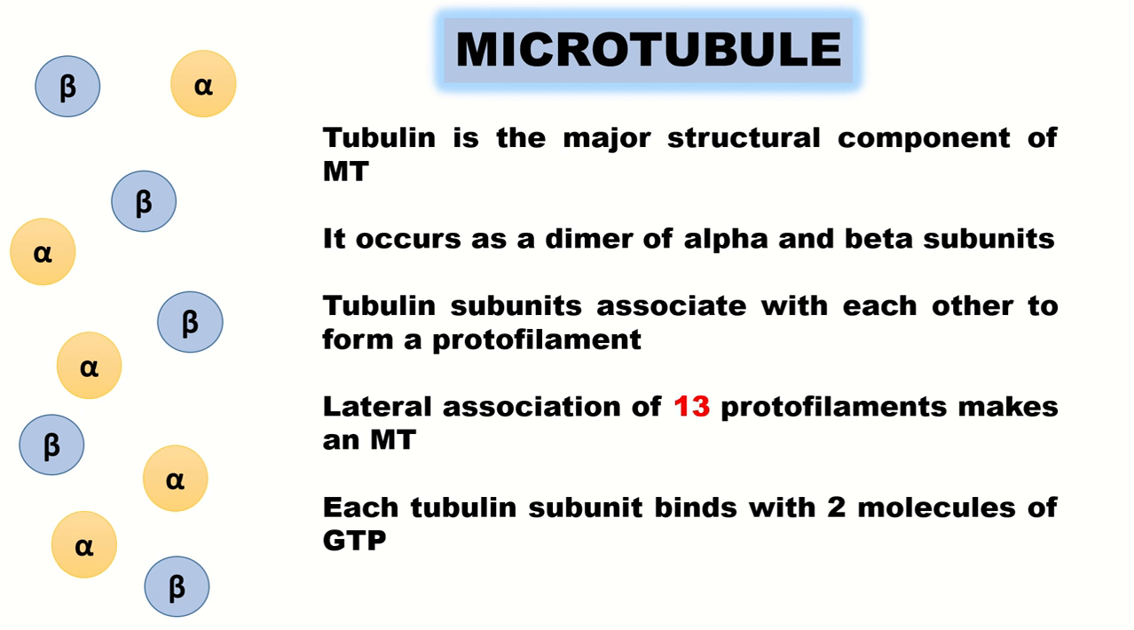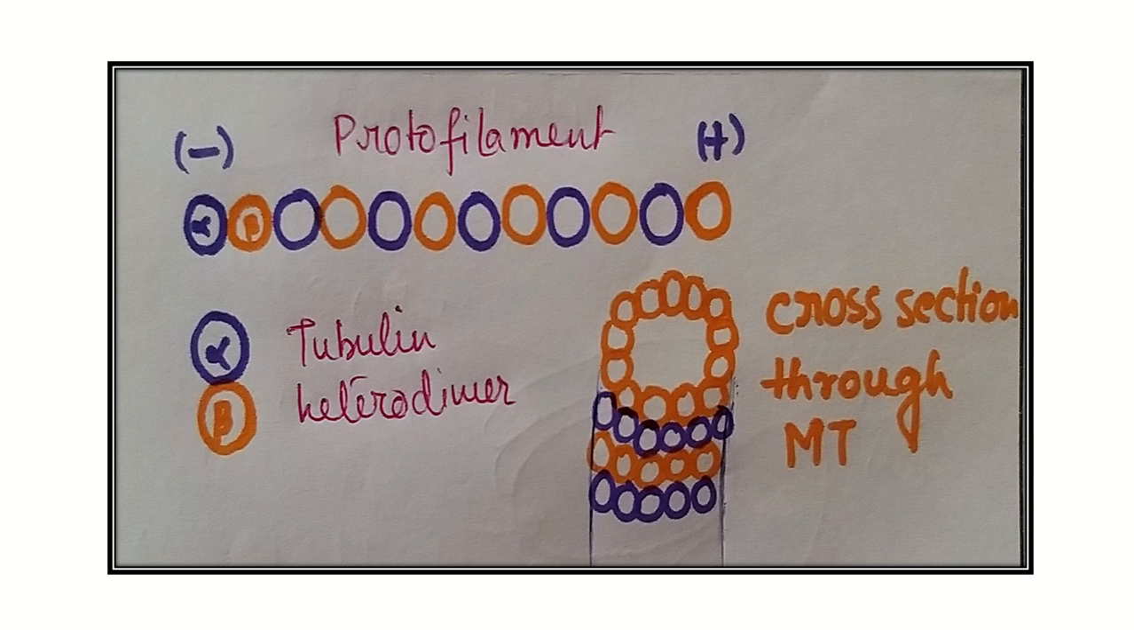Each tubulin subunit binds with two molecules of GTP. Both subunits bind GTP, but GTP associated with alpha subunit never dissociates, but that associated with beta subunit dissociates. Please keep this in mind. This is the picture. One is the alpha subunit, the other is the beta subunit. This is the tubulin heterodimer. This is the protofilament. If you see the cross section through the MT, this type of a structure will be seen. Please count the number of subunits. You will see 13 subunits in the cross section view.